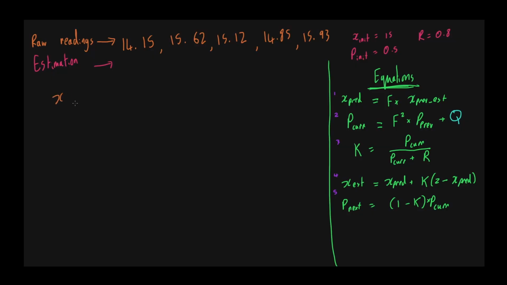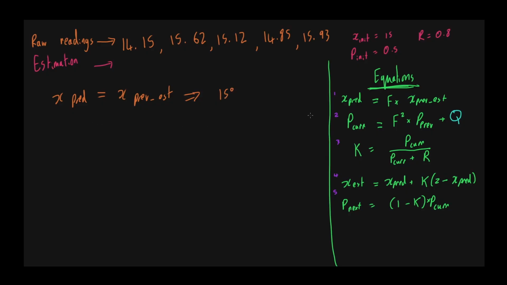So X prediction equals X previous estimate, and we set our initialization at time equals 0: X initialized is 15 degrees. So this is just 15 degrees.